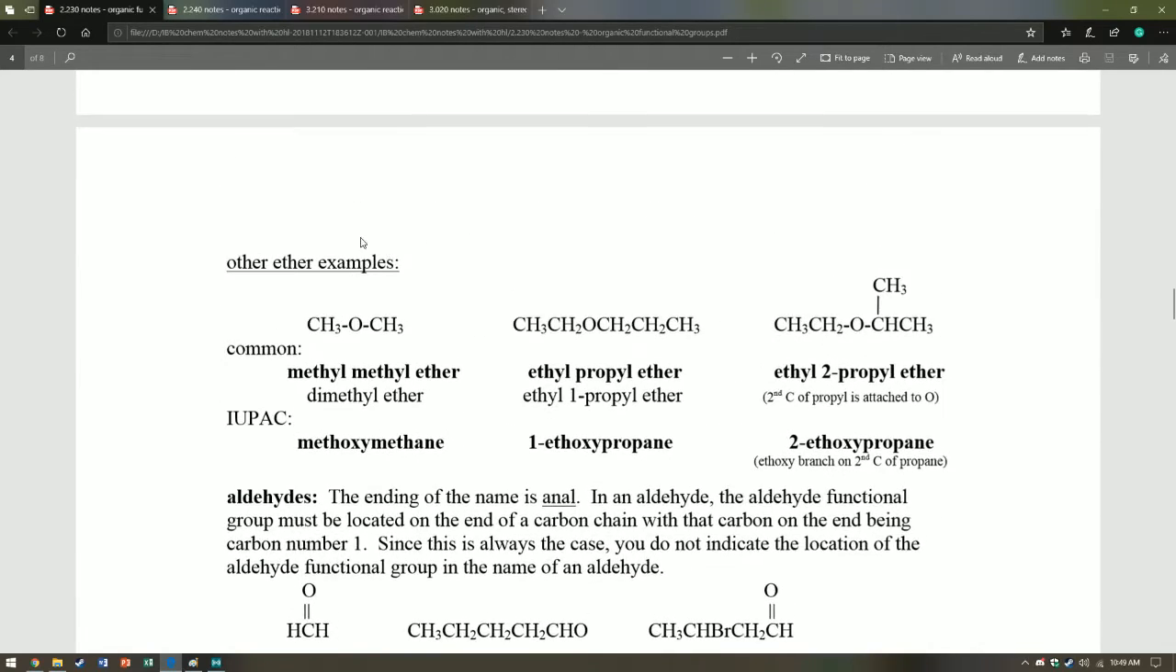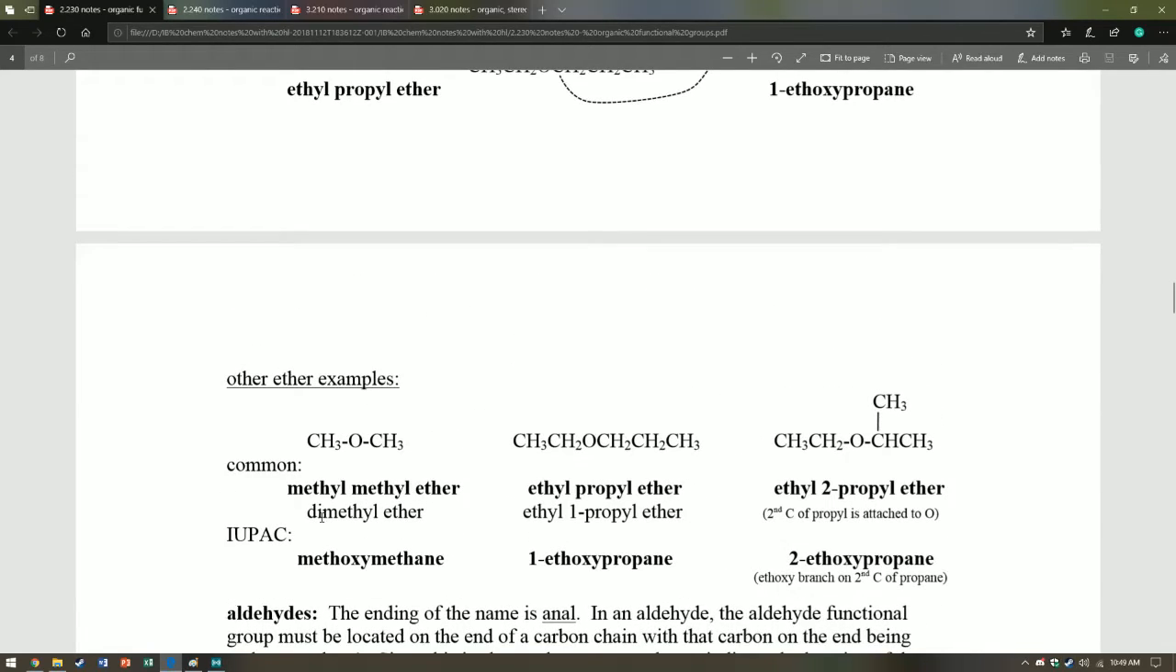So here's some more examples. So dimethyl ether, whereas this is methoxymethane, ethyl propyl ether, ethoxypropane, and then ethyl 2-propyl ether. So remember, the reason for this 2 here is because the oxygen is attached to the second carbon of this propyl group, and then if we were to use the alkoxy method, this would be 2-ethoxypropane, since the ethoxy branch is on the second carbon of the propane molecule.